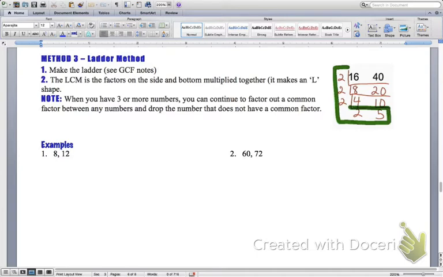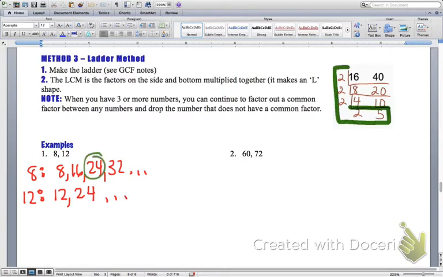I'm going to do the ladder method and probably method 1 as well for some of these examples. Starting with number 1, I'm going to do method 1, doing the list method. So for number 8, I'm going to go ahead and put 8, and the multiples are 8, 16, 24, 32. I'm going to stop there, and it keeps going. And then I'm going to use 12. I'm going to do the multiples of 12. 12 times 1, 12 times 2 is 24. And I'm going to stop here because I already see a common multiple here. So 24. So I know that my LCM is 24.